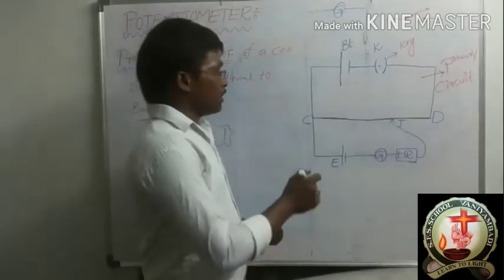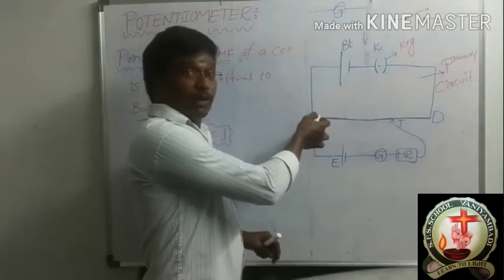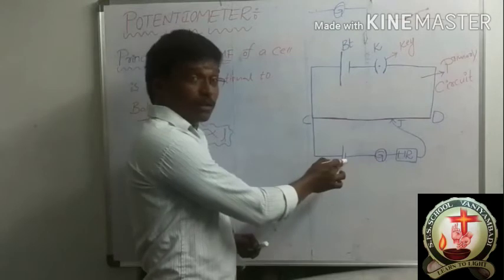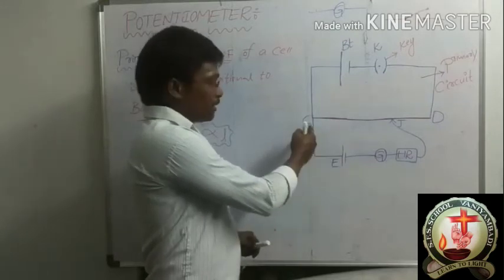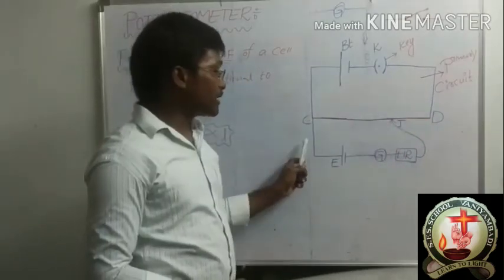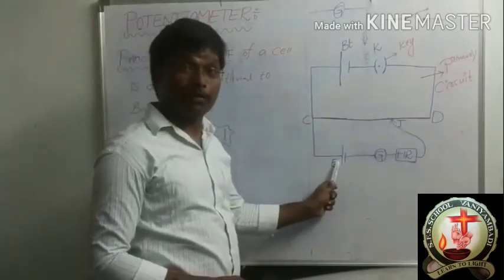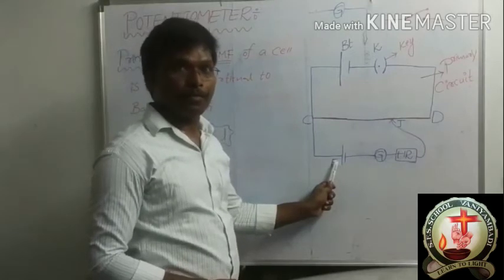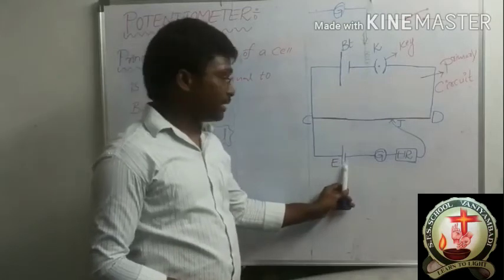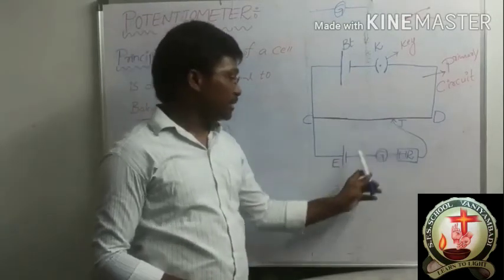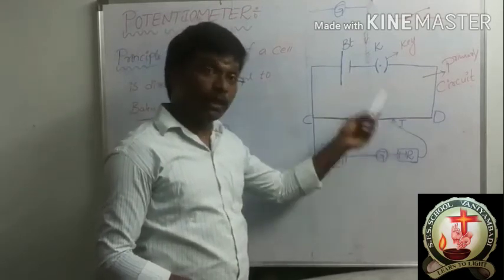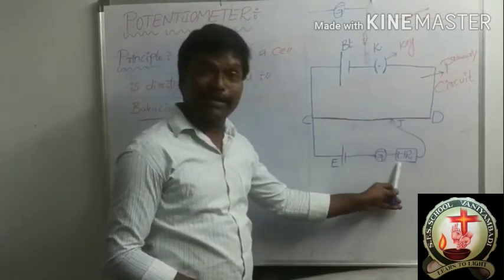Okay. One end of the potentiometer wire is connected to the positive terminal of the cell. This is one end of the potentiometer wire and this is the other end. So one end of the potentiometer wire is connected to the positive terminal of the electric cell, and the negative terminal of the electric cell is connected to the jockey through a galvanometer and a high resistance box.